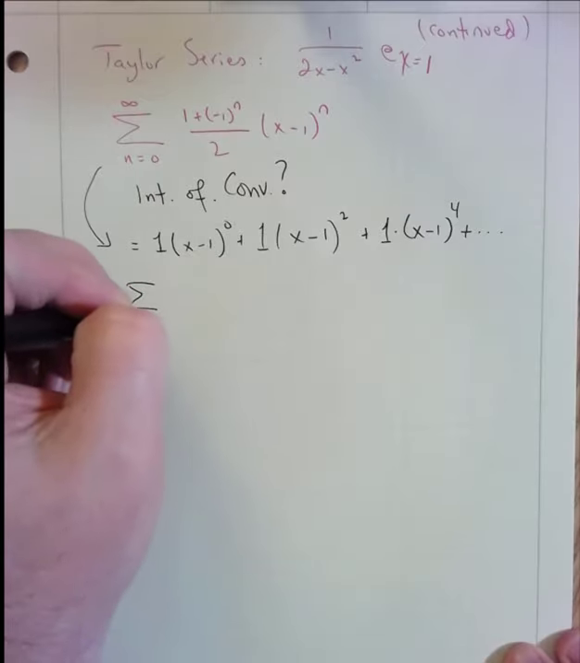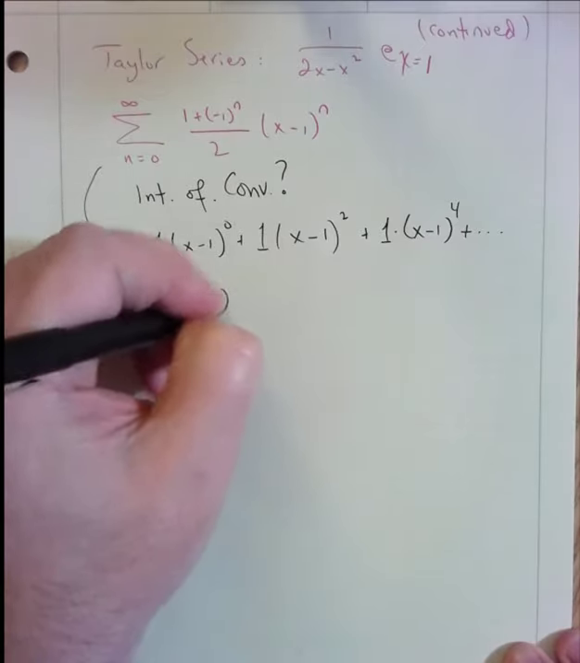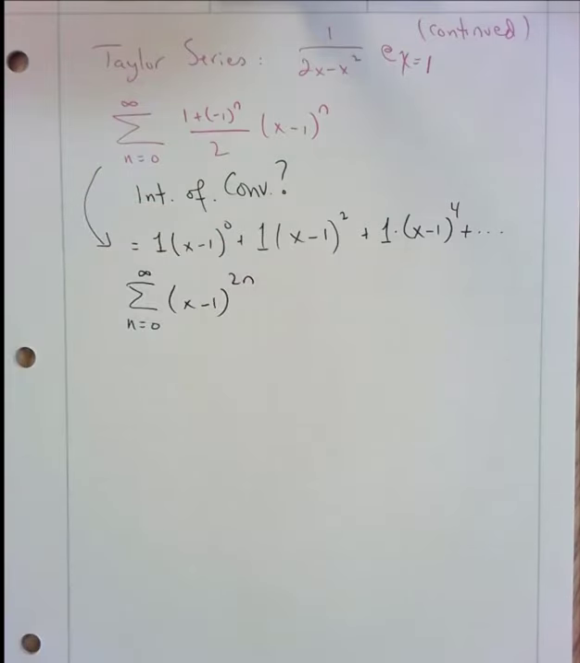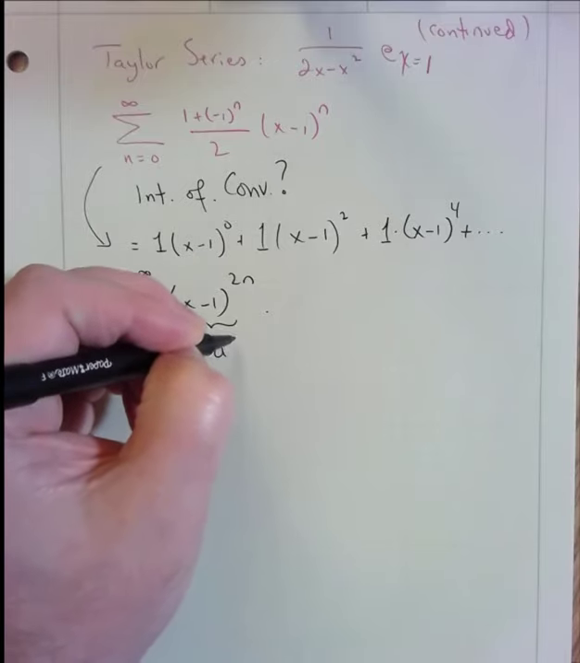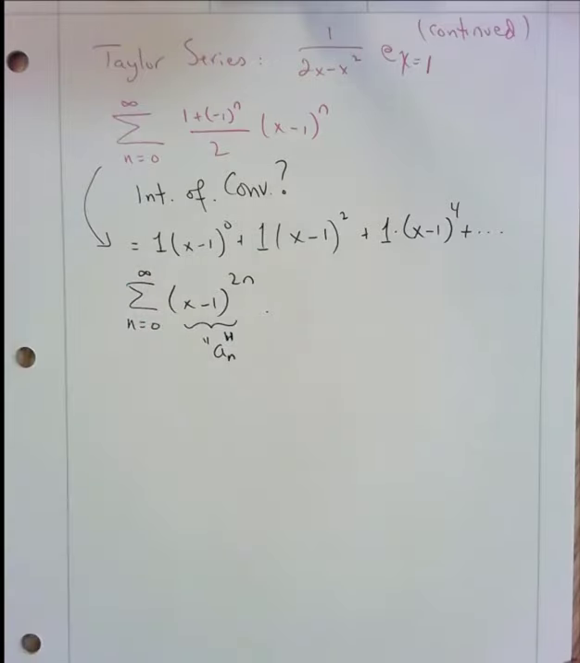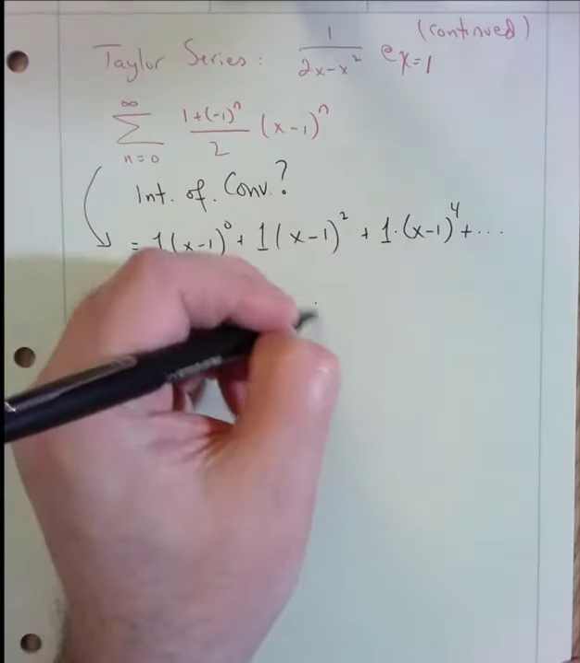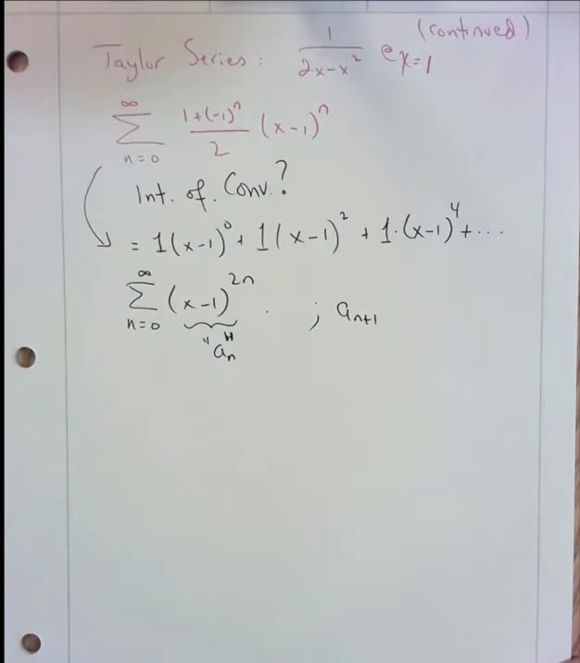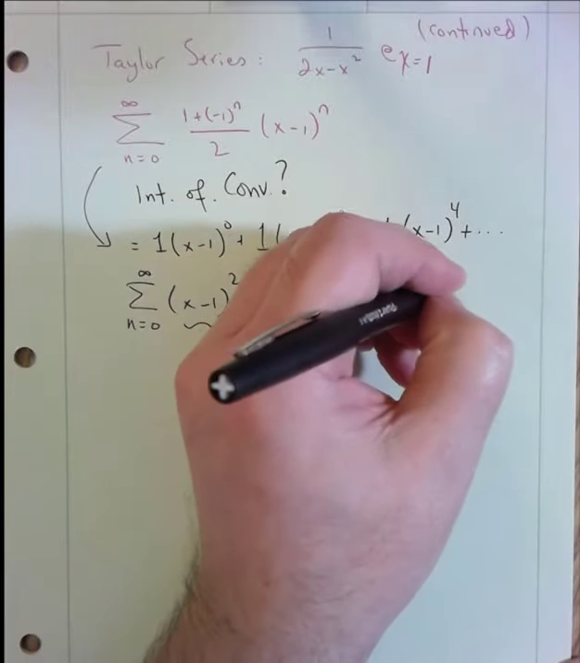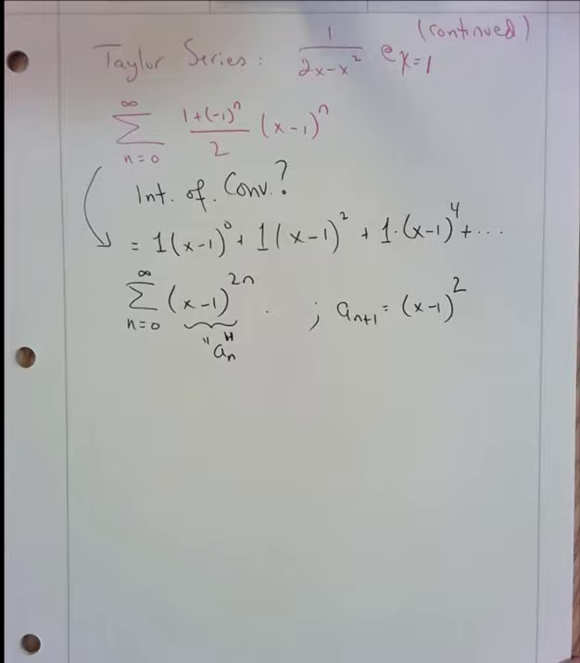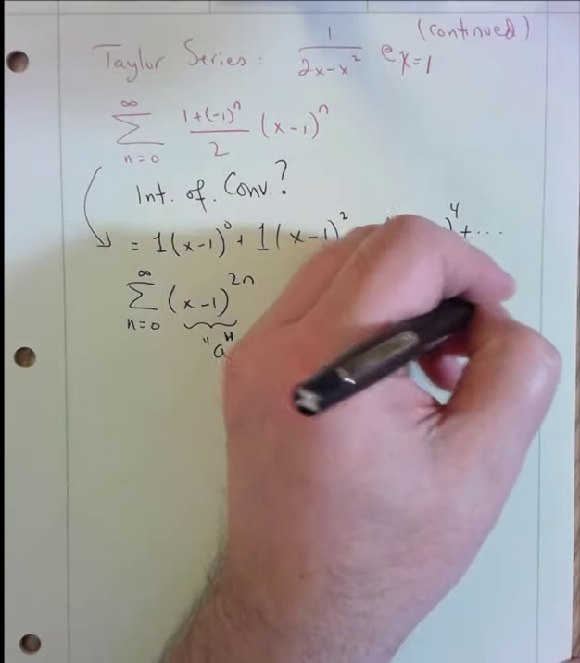So we can re-index this simply as the sum of x minus 1 to the 2n, so that we're only seeing the even powers. This is much better for the ratio test. We're going to call that a sub n, and if that's a sub n, then the term that would be known as a sub n plus 1 is x minus 1 to the 2 times n plus 1, or 2n plus 2.